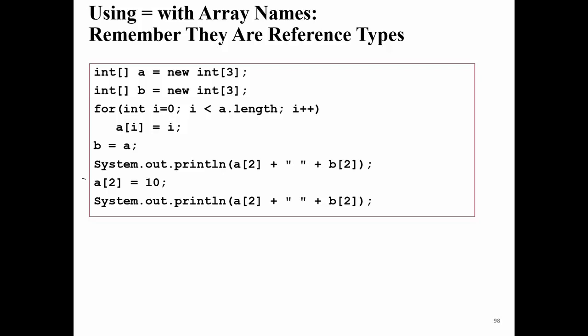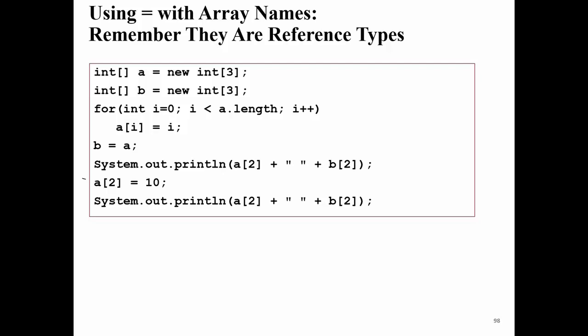So if we would like to use equal with an array name, we are creating aliasing. Here we create A and P, two arrays of 3 elements, and we initialize the elements of A in the for loop. Then we say P is equal to A, and then we change the element of A. Go to element number 2, and we change the value to 10.